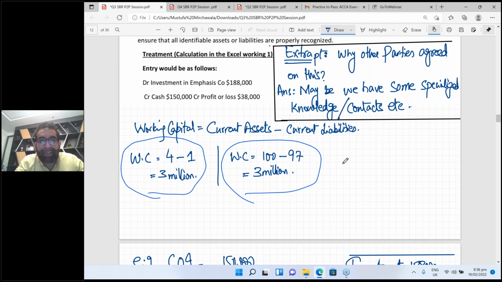Working capital is 3 million, correct? Working capital is 3 million, but how is this calculated? 100 million current assets and 97 million current liabilities. Yes, 100 minus 97 is also 3, and 4 minus 1 is also 3. But there is a big difference between these two companies. Managing this company is hell.